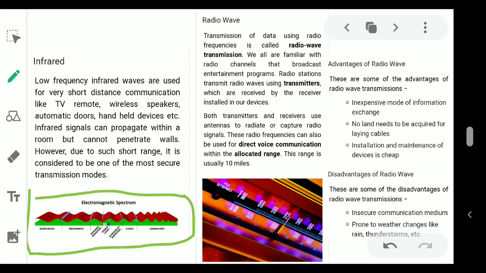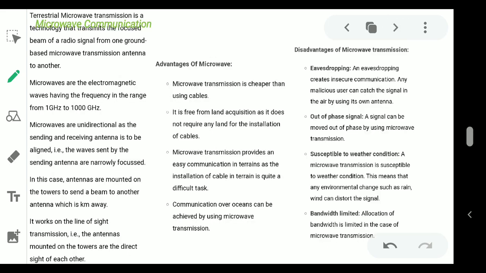If you are using Tata Sky or any such device, you can see that when there is rain, you are not getting the signals. So that is actually the main disadvantage of radio communication. Okay, now coming to microwave communication.